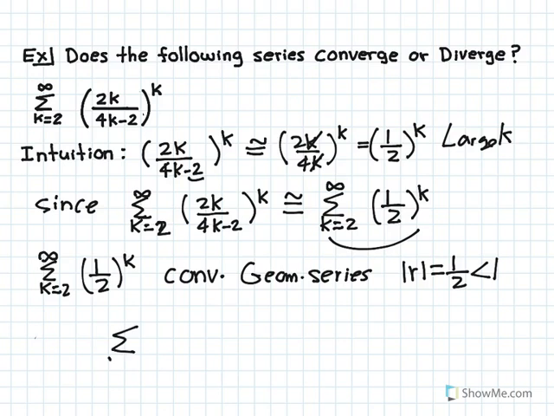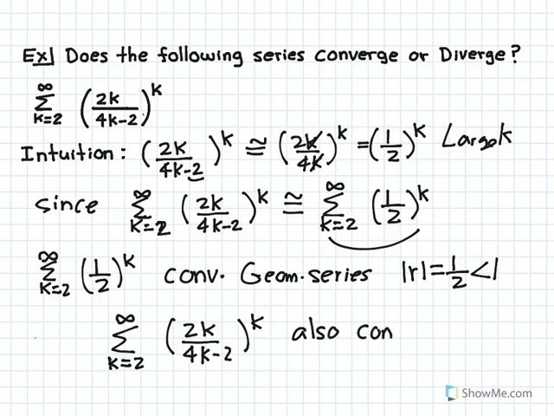So the given series, k equals 2 to infinity of (2k divided by 4k minus 2) to the power of k. Intuitively, we feel that our given series also converges. But of course, we have to formally verify our intuition by applying the basic comparison test. So this is just developing the intuition. Now we verify the intuition. Let's formally verify it.